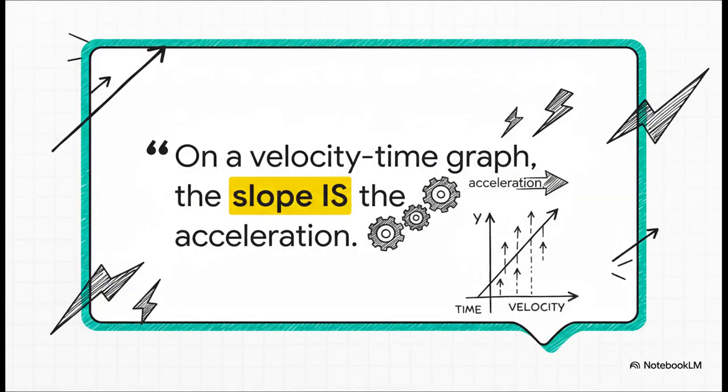And that brings us to the single biggest takeaway of this whole thing. You ready? On a velocity time graph, the slope is the acceleration. They are literally the same thing. It's not a trick, it's not a weird rule, it's the definition. Once you really get that connection, you'll never fall for that area trap ever again.